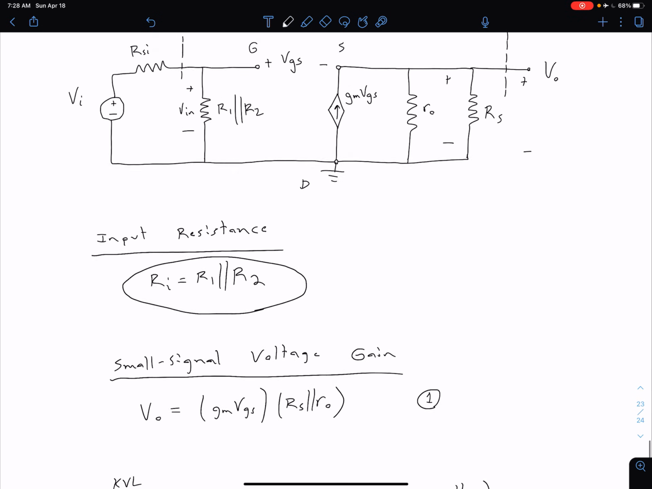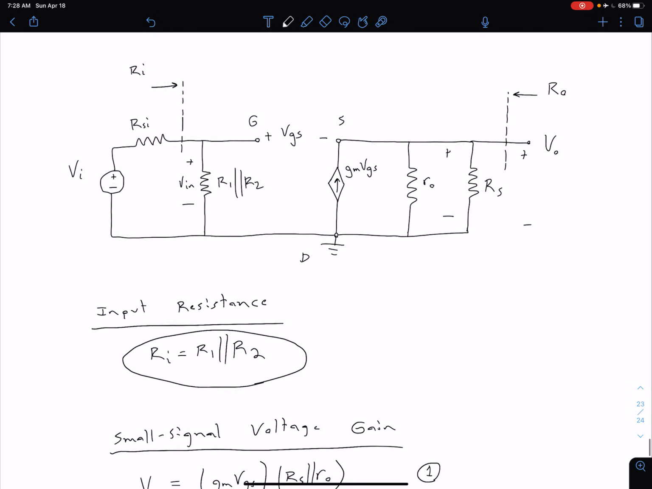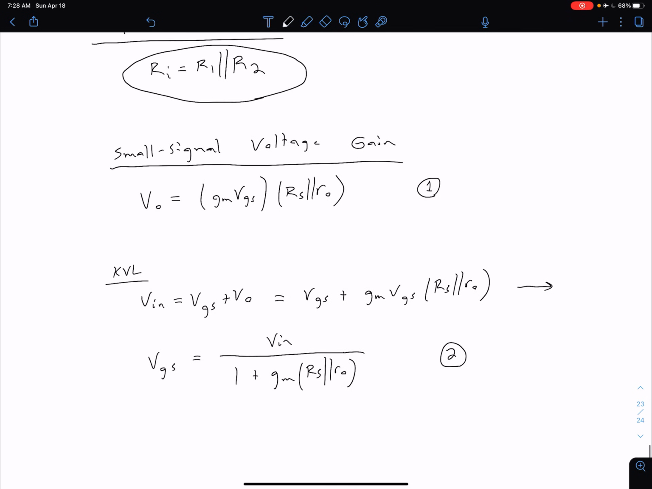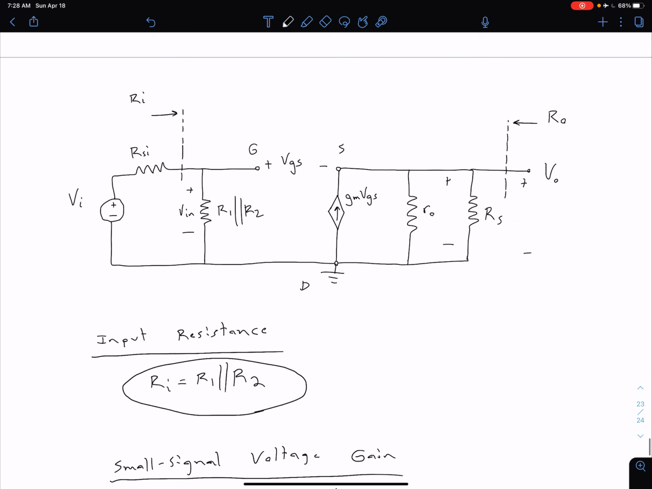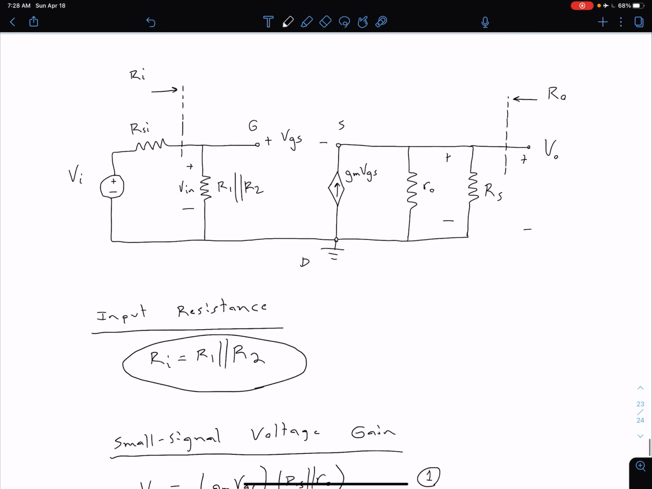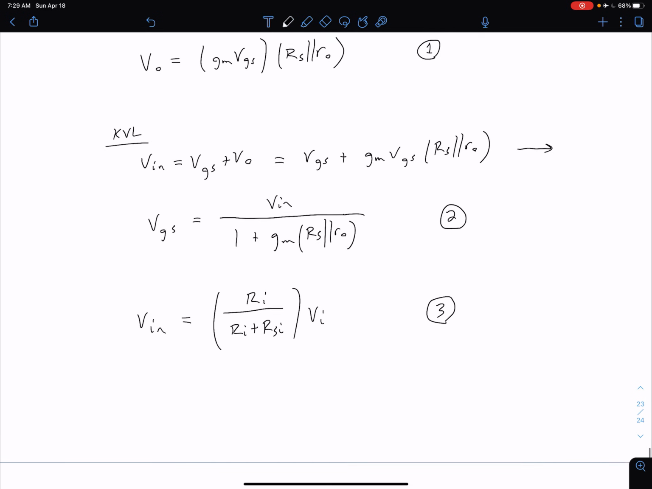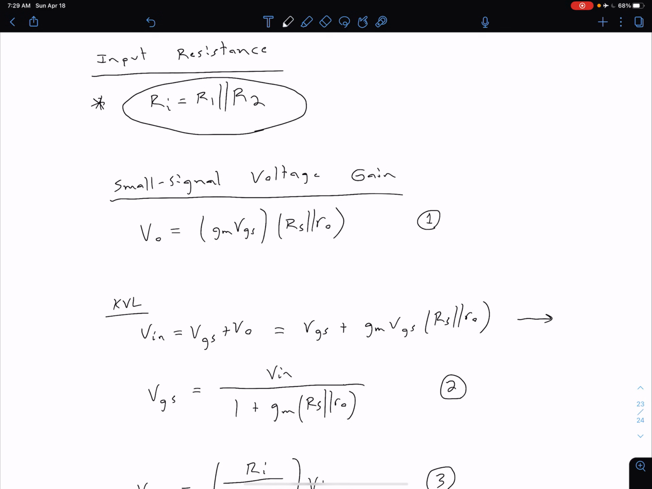Okay, so now let's go back to our input side and figure out an expression for that V_in. So notice we still have this V_in here that we want to get rid of, or rather we want to get it in terms of our V_I. And as we've seen previously, that's going to be relatively simple, just doing voltage division. So from voltage division, we can say that our V_in, the input to the amplifier, is just going to be R_i divided by R_i plus R_SI times the V_I. And let's call that equation 3. And note again that this R_i we've defined up here above as equal to R1 parallel R2.